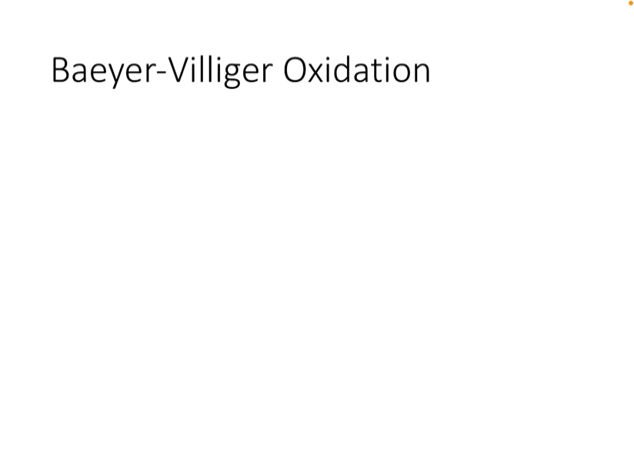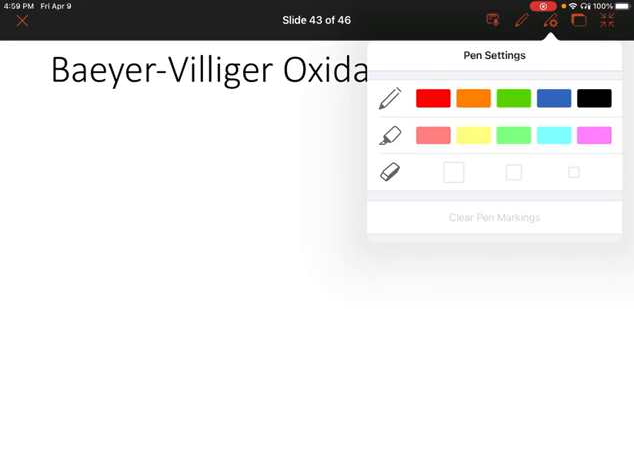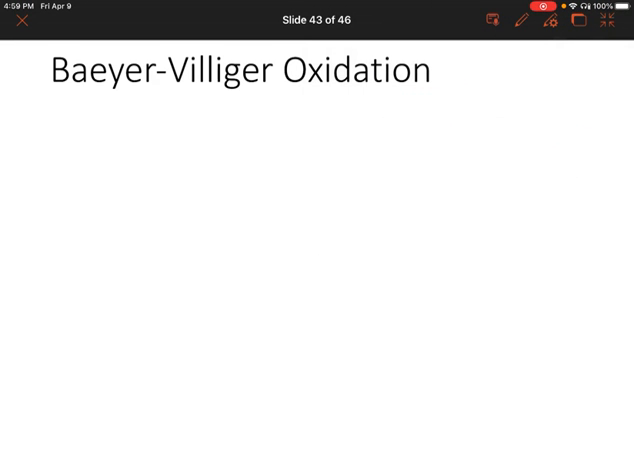Hi everyone. In this last video for this chapter, we're going to go over a reaction called Baeyer-Villiger oxidation. So in this reaction, we're going to oxidize a ketone or an aldehyde. So if you have a ketone, what you can do is add peroxy acid. And I'll draw out what peroxy acid looks like. So you've got that oxygen-oxygen bond off to the side there.